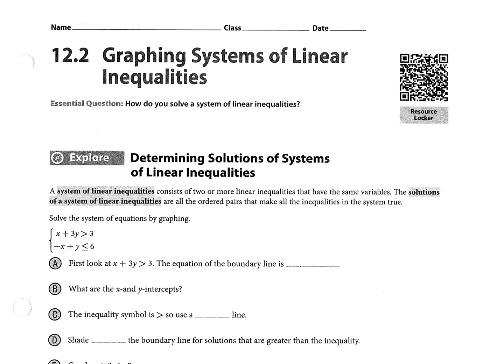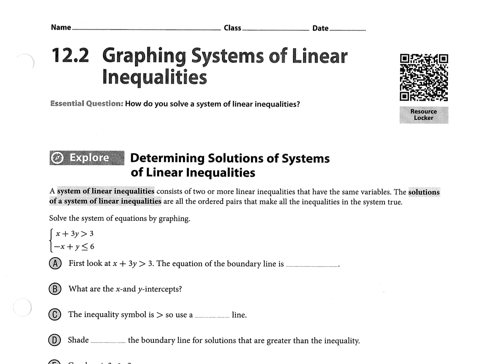Graphing systems of linear inequalities. Determining solutions of systems of linear inequalities. A system of linear inequalities consists of two or more linear inequalities that have the same variables, so like x and y. The solutions of a system of linear inequalities are all the ordered pairs that make all the inequalities in the system true.